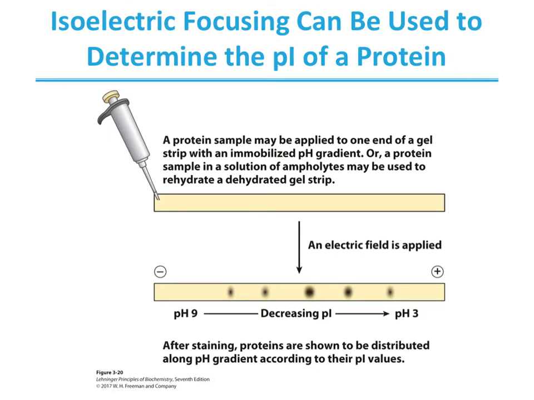Isoelectric focusing is a technique that separates proteins according to their isoelectric points. So in this, a protein sample is placed on a gel strip containing an immobilized pH gradient. So here you would have pH, lower pH on this side, higher pH on that side. With an applied electric field, proteins enter the gel and then they migrate until they reach a pH equivalent to their pI. Because remember, when the pH equals pI, the net charge of a protein is 0. Then once you stain it, you can see the proteins, and they're going to be distributed along the pH gradient according to their pI values.